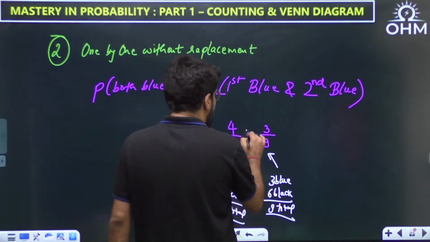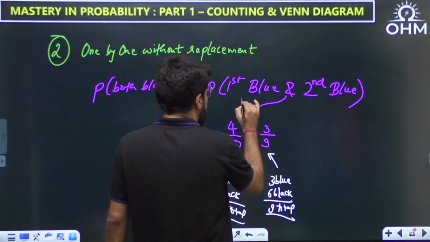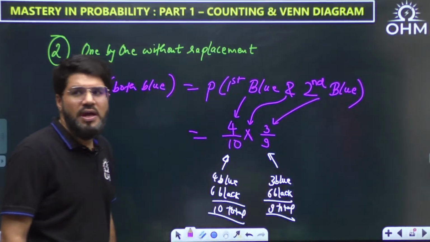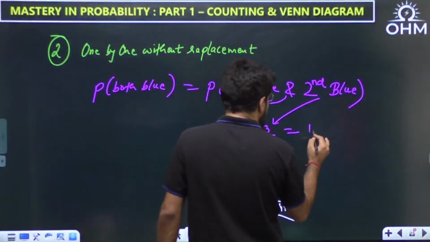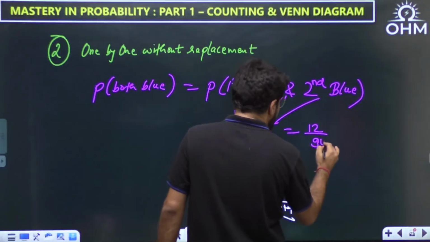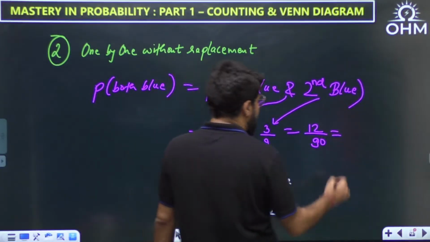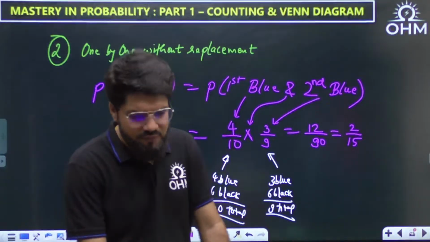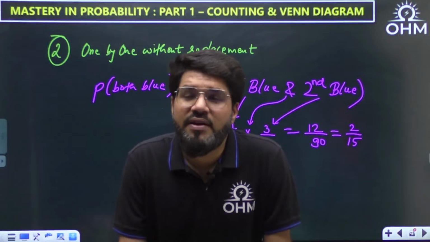Okay, and then we multiply because of this AND or intersection condition. This is the probability of first blue, this is the probability of second blue. And hence the answer in this case is 4 times 3, 12 divided by 90. Or we can cancel by 6, so it is 2 by 15. That is how it is. Clear, everybody? 1 by 1 without replacement.